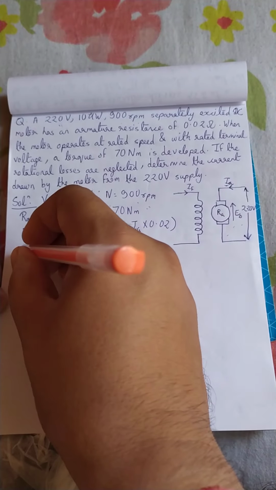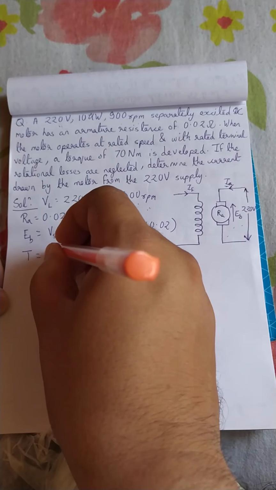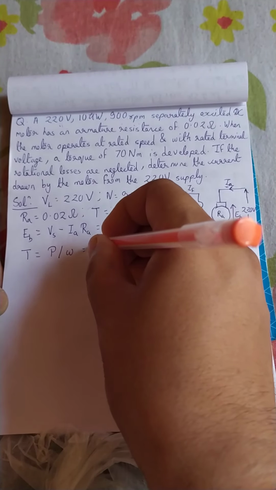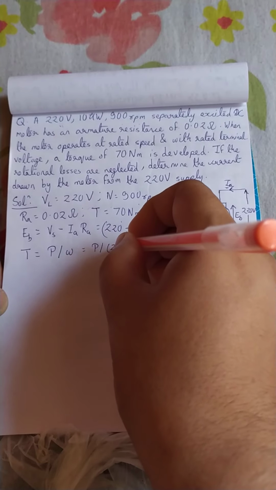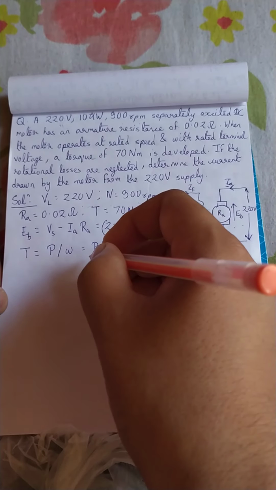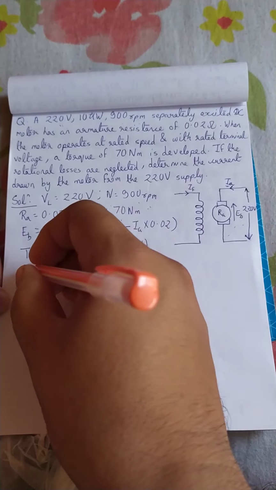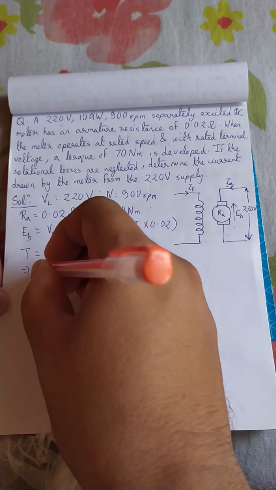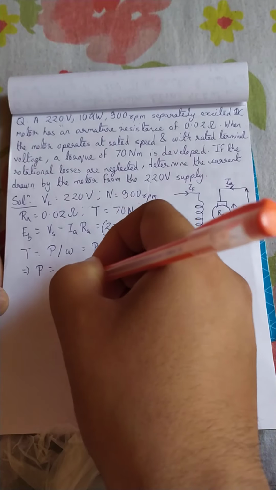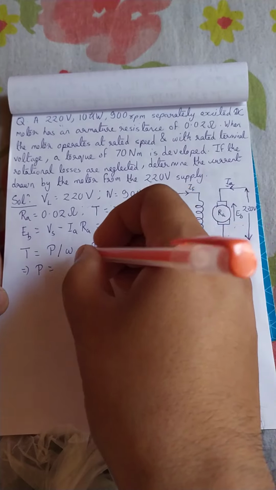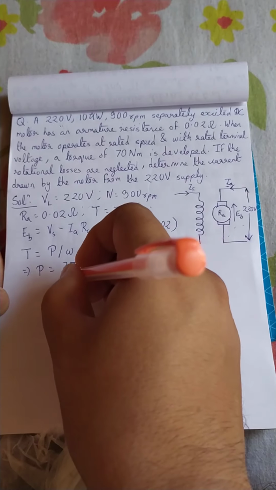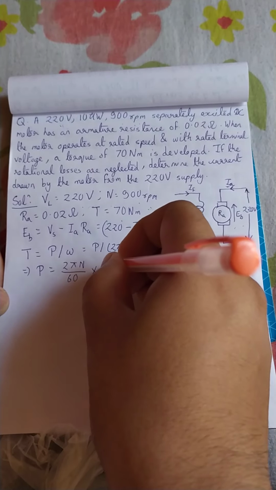We know that the output torque will be equal to power by omega. So it would be power by 2 pi N by 60. We know this equation. So from that we can write that the power will be 2 pi N by 60 into T.